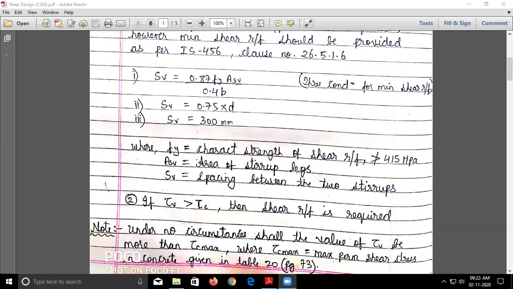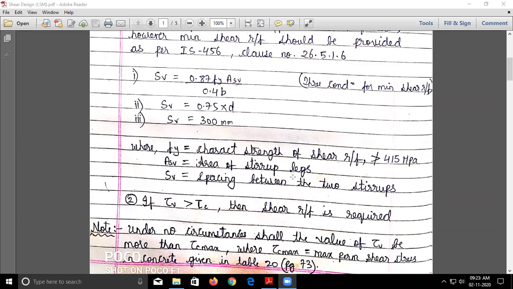Okay, so now tell me what is the difference between tau c and tau c max? Anyone? What is the difference between tau c and tau c max? Tau c max is permissible. Yes, as the name suggests, it is the maximum permissible value. But the actual difference between tau c and tau c max is, tau c is the resistance, the strength of the concrete.